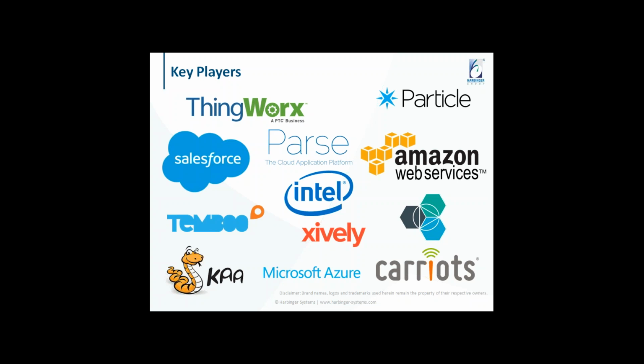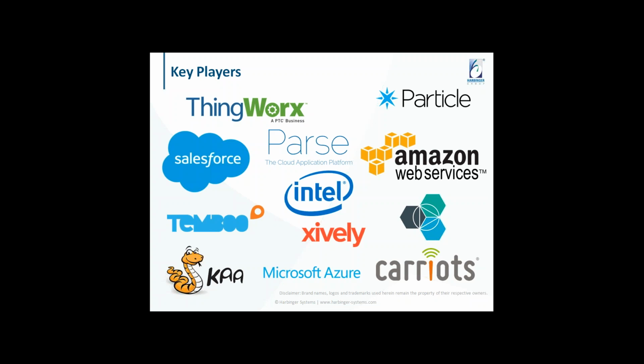Amazon is quite a recent entrant into the IoT platform space. They launched at re:Invent, an event held in Las Vegas in the last quarter of 2015, and they have an IoT platform named AWS IoT. Similarly, IBM Watson Bluemix is also available as an IoT platform.